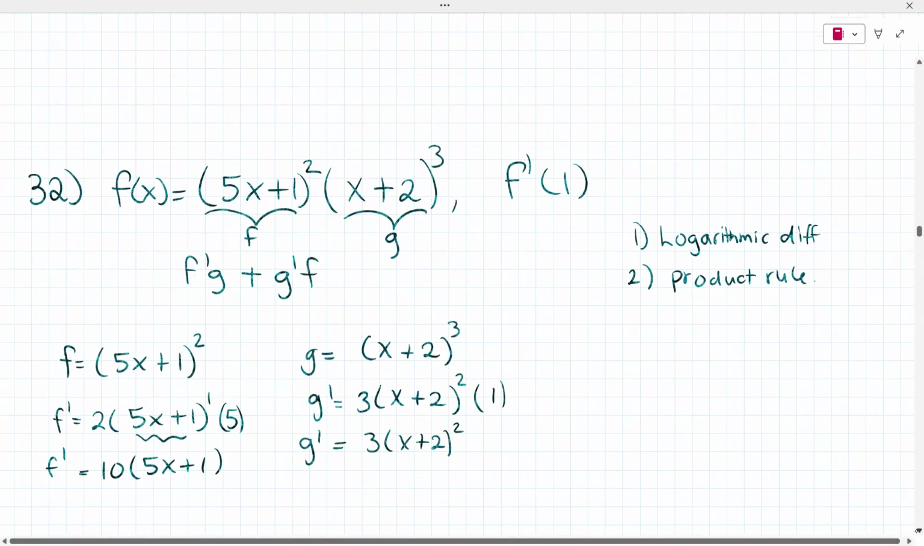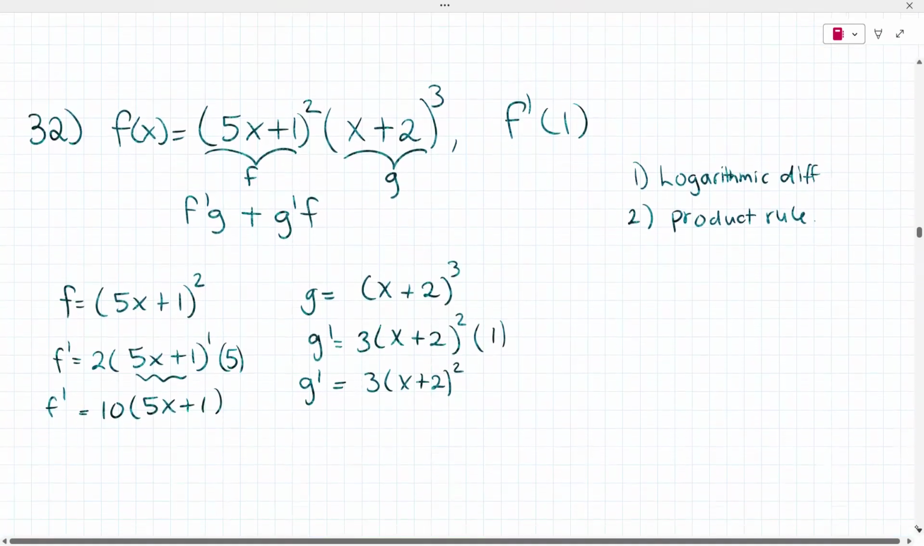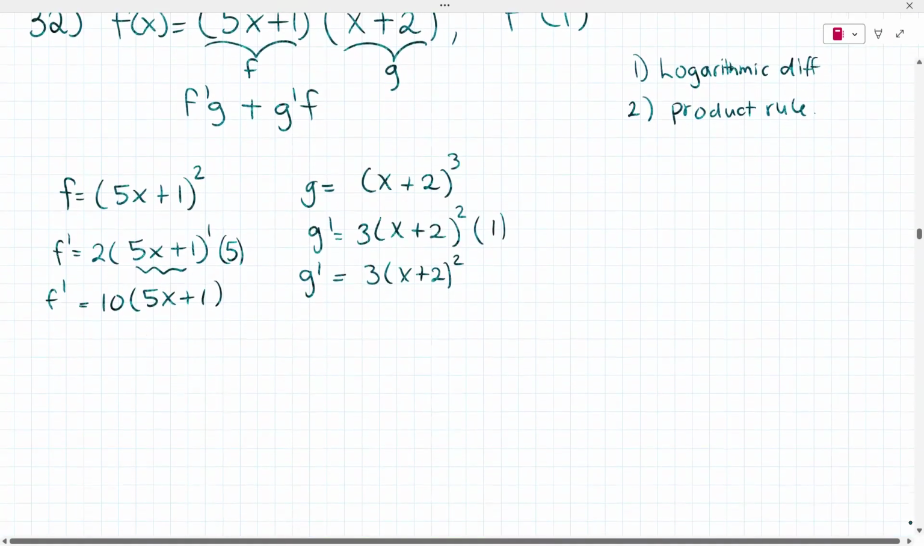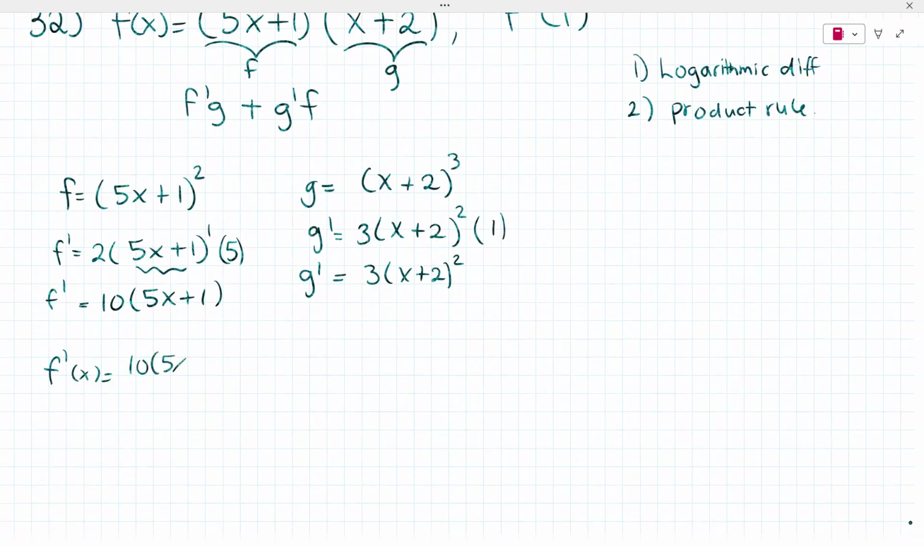Okay, and then you just put it in the product rule and you're good to go. Okay, so f prime is going to be f prime, which is 10 times 5x plus 1, times g, which is x plus 2 cubed, plus g prime, which is 3 times x plus 2 squared, times f, which is 5x plus 1 squared.